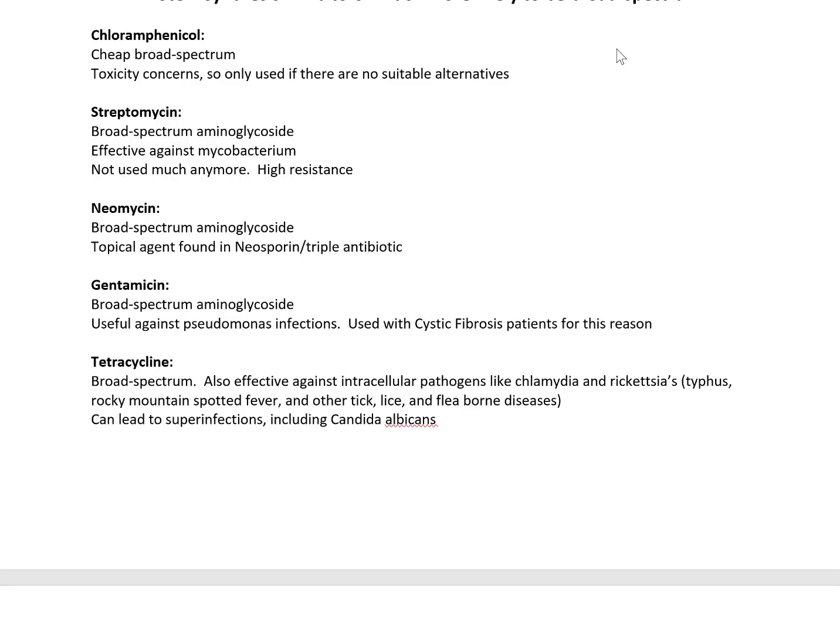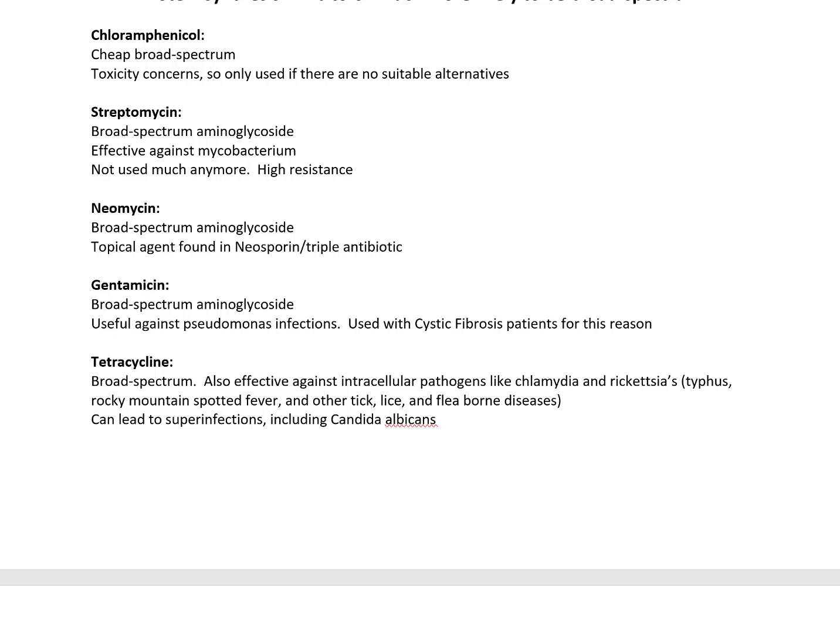Next you'll see streptomycin, neomycin, gentamicin, and tetracycline. So streptomycin is a broad spectrum aminoglycoside. All three of them are. But streptomycin is effective against the mycobacteria. So I would say that's the coolest, most important thing to know about that. But it's losing its ability to be effective because of resistance.